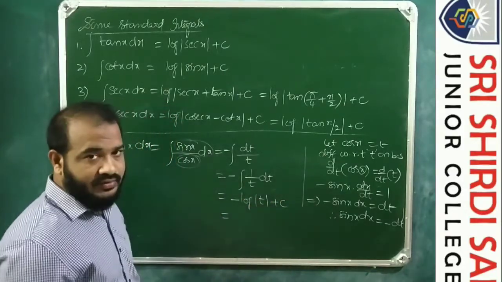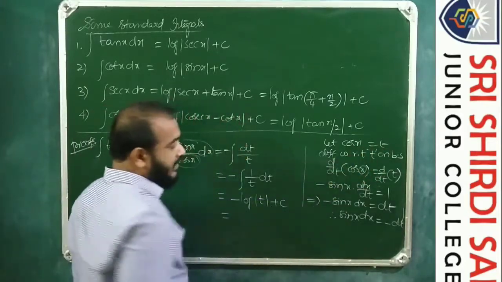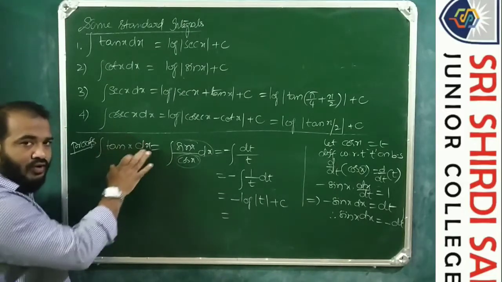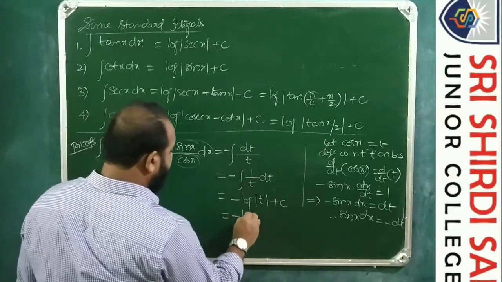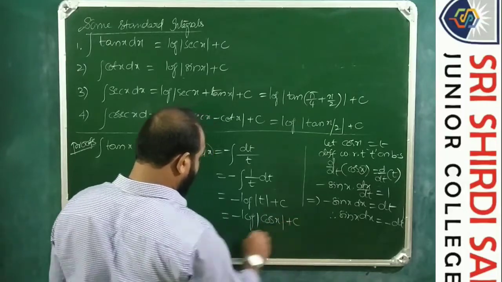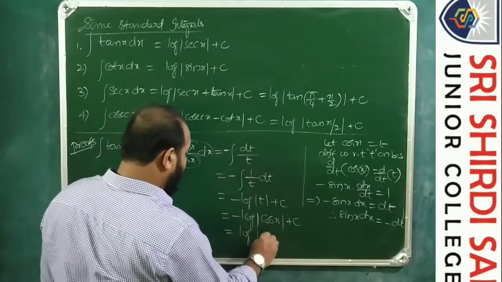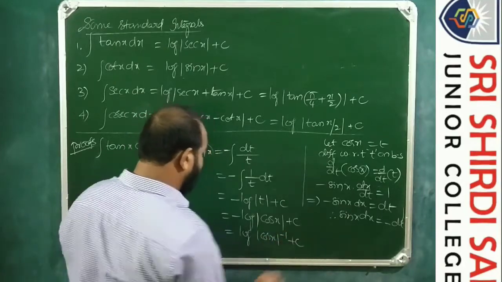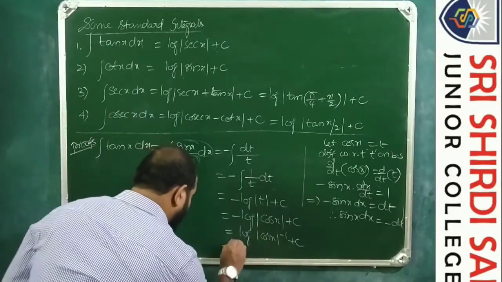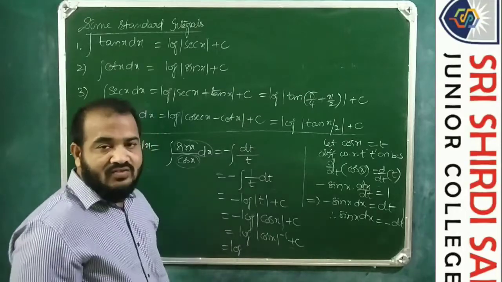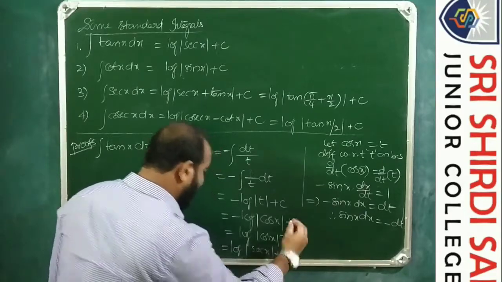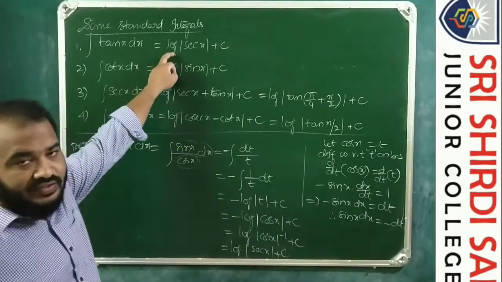But this is not enough. T is to be replaced back by cos x, because the given integral is in terms of x. So minus log, what is t? Cos x plus c. Now this is log mod cos x whole power minus 1 plus c, because this is m log a to the power of m. So this is equals to log cos x inverse, a inverse is 1 by a, so this is 1 by cos x. 1 by cos x is secant x plus constant of integration c. So you may check it out with this.